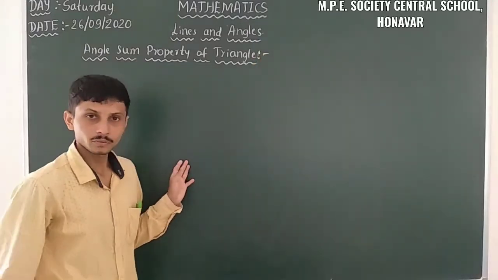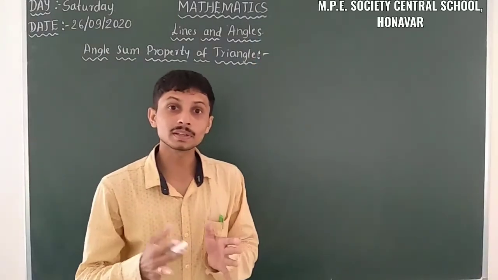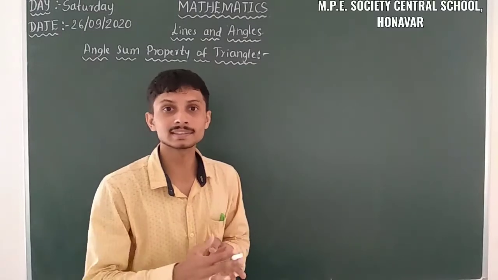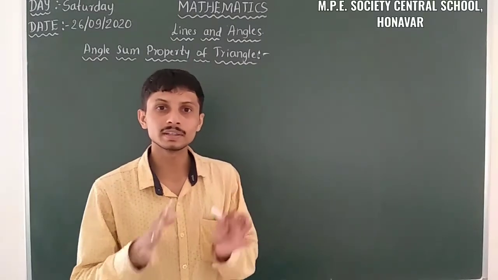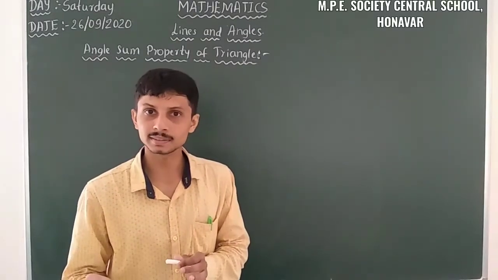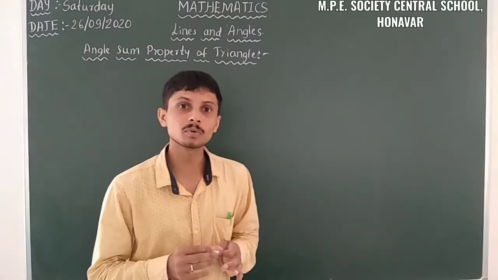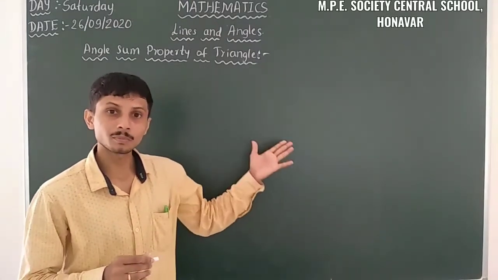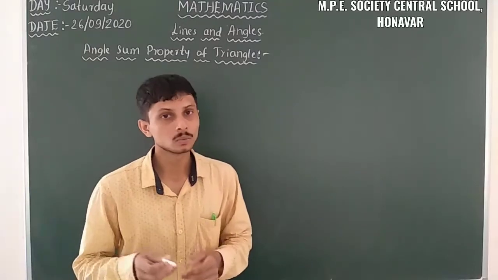So we already know about angle sum property in the case of quadrilateral in the 8th standard. That is, the sum of interior angles of a quadrilateral is 360 degrees. Likewise we know about the angle sum property: the sum of interior angles of a triangle is 180 degrees.